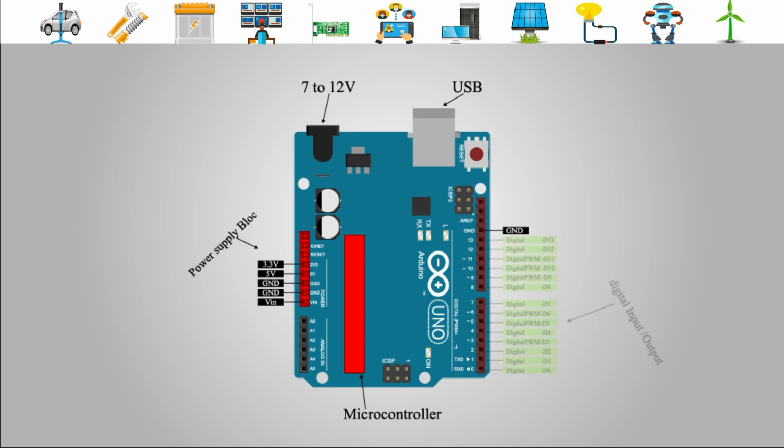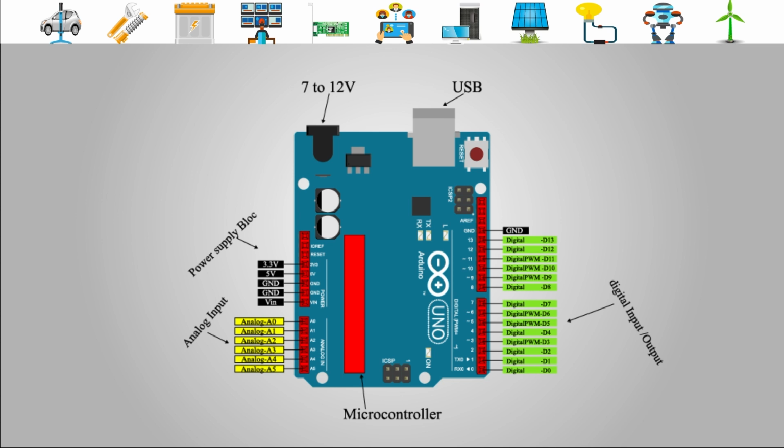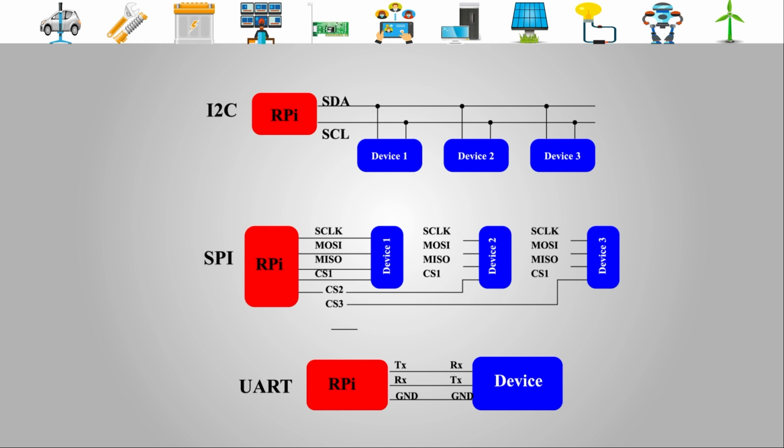Digital pins on the Arduino can be used to read or write digital signals, while analog pins can read analog voltages. Additionally, PWM pins allow us to simulate analog output by varying the duty cycle of a digital signal. Also, the Arduino board is compatible with various communication protocols including serial, I2C, and SPI. I2C and SPI are used for communication between multiple devices over short distances.